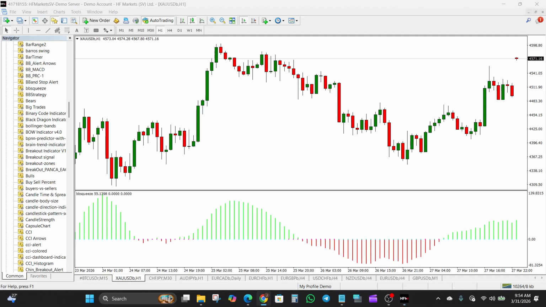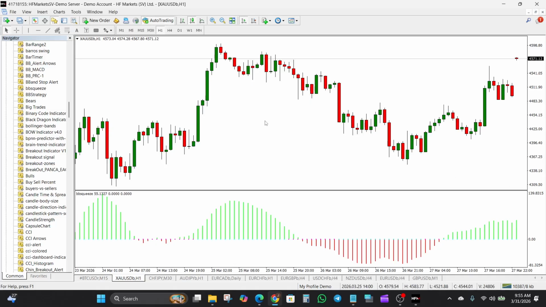The BB Squeeze indicator helps you to quickly identify moments in the market when volatility is low, and a significant price movement is likely to occur. It is based on the concept of a squeeze, which happens when the market consolidates within a narrow range before breaking out into a strong trend.